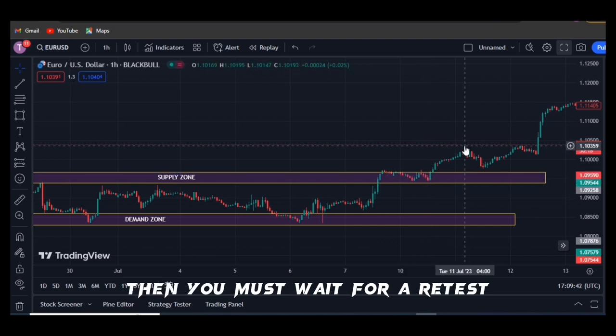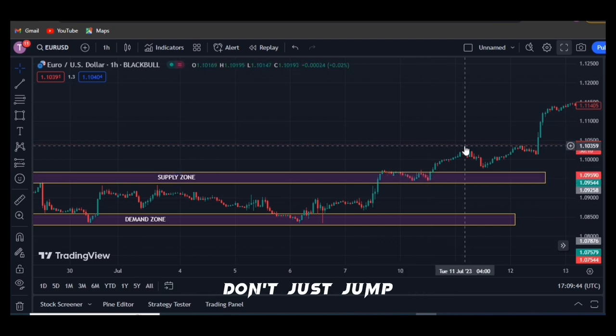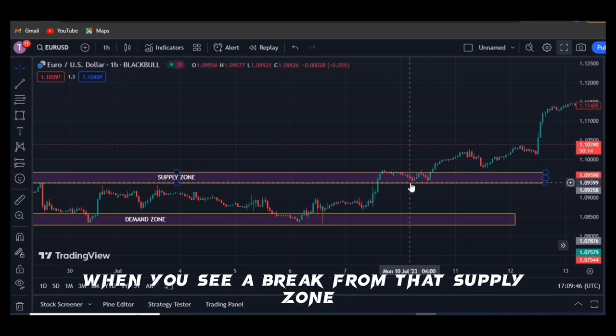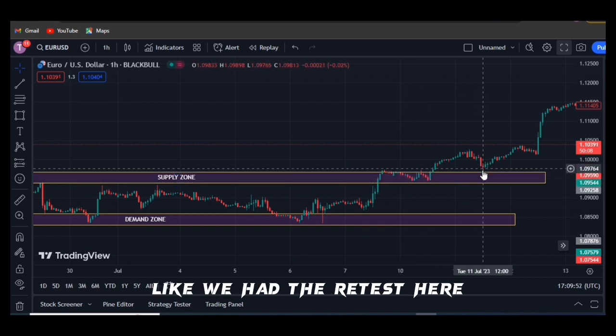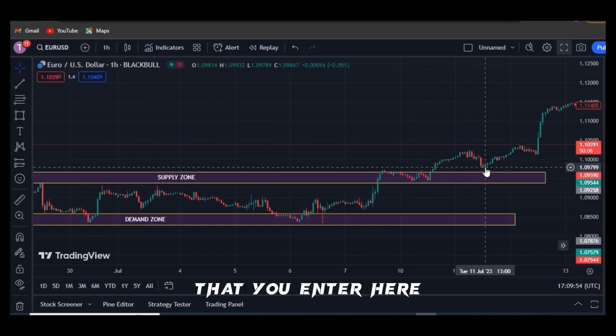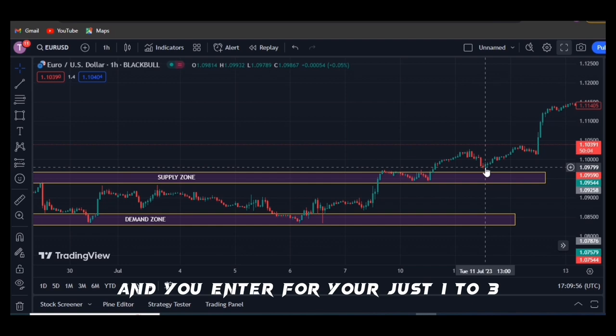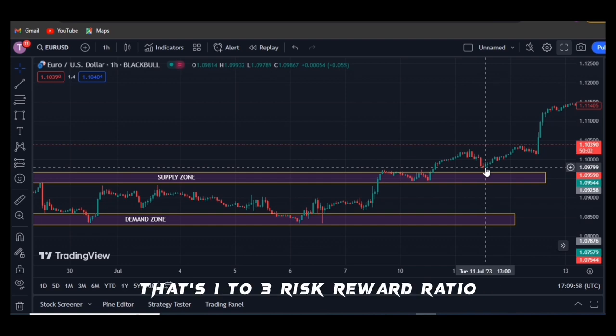Then you must wait for a retest. Don't just jump in when you see a break from that supply zone. Don't just do that. You wait for a retest. Like we had a retest here, then you enter here, and you enter for just a 1-to-3. That's a 1-to-3 risk reward ratio.